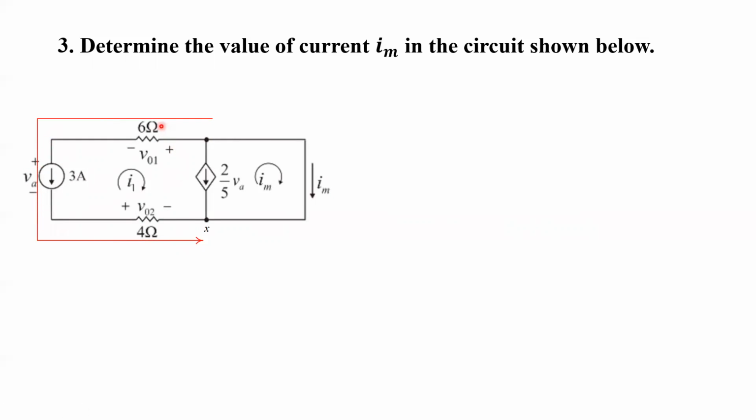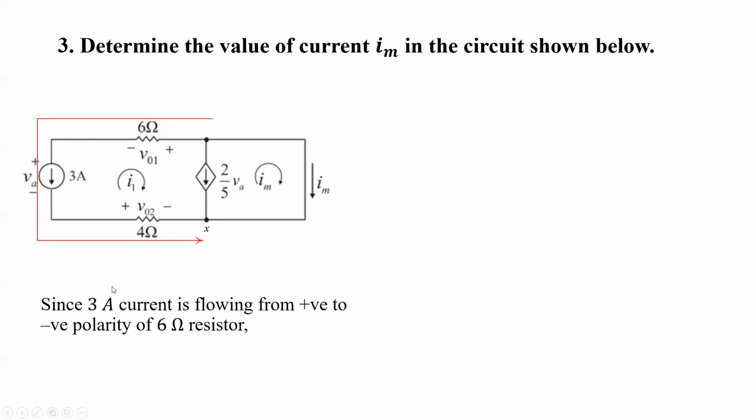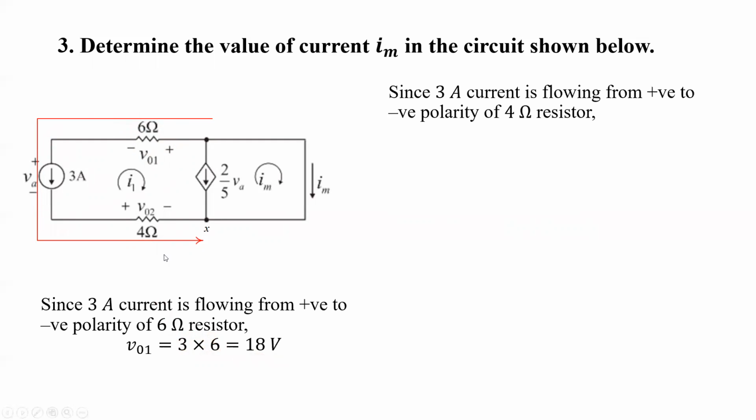In case of this 6 ohm resistor, current is flowing from positive to negative terminal, right? Since 3 ampere current is flowing from positive to negative terminal in the 6 ohm resistor, we can easily write V equals IR, where I is 3 ampere and R is 6 ohm, which gives 18 volts. Even in case of this 4 ohm resistor, current is flowing from positive to negative terminal, right? This current flows in this direction. So we can easily write IR, 3 into 4 equals 12 volt.